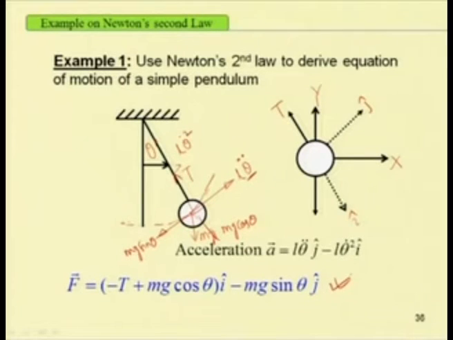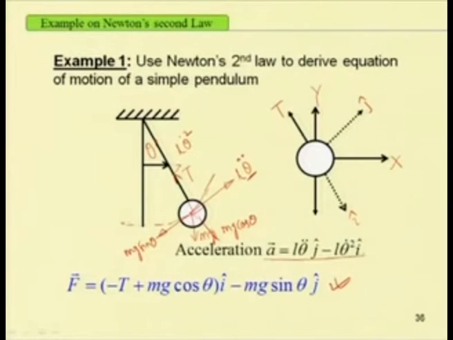According to Newton's second law, this external force equals mass into acceleration, and we have already written this acceleration in terms of i and j. So, A will be equal to, as we have taken this as the positive i, minus L theta dot square i, and this is the positive direction of j, so this becomes L theta double dot j. Here L is the length of the simple pendulum.